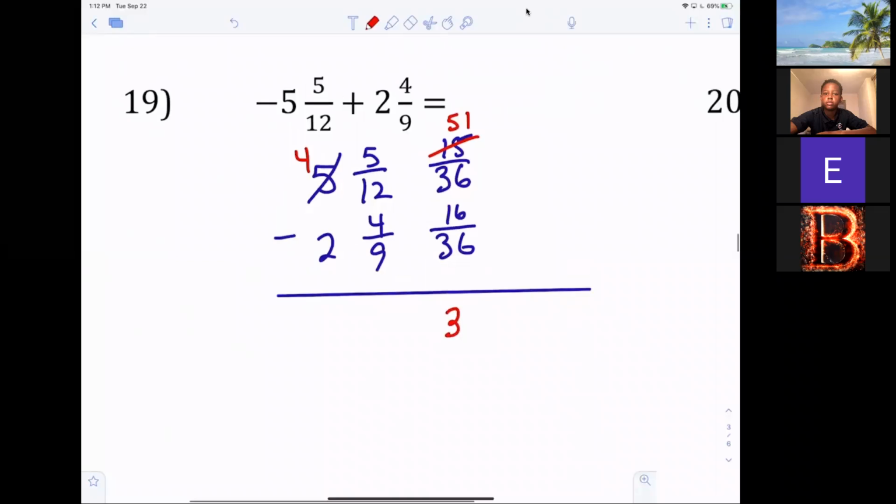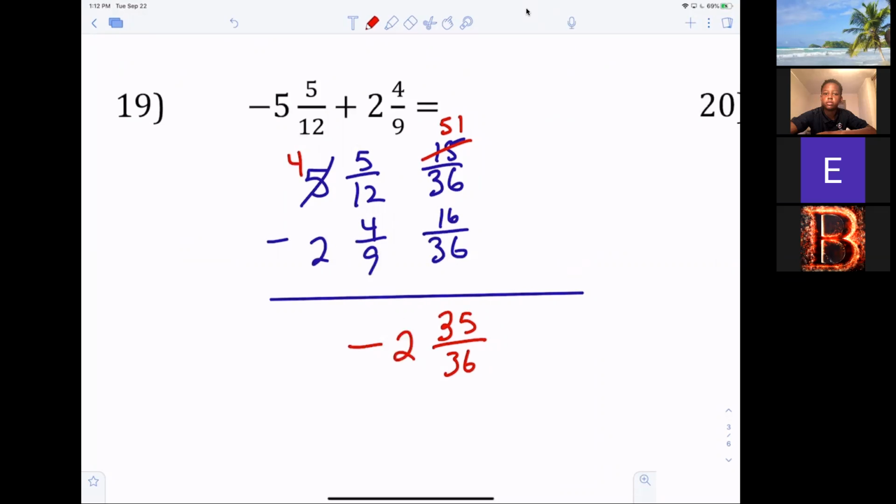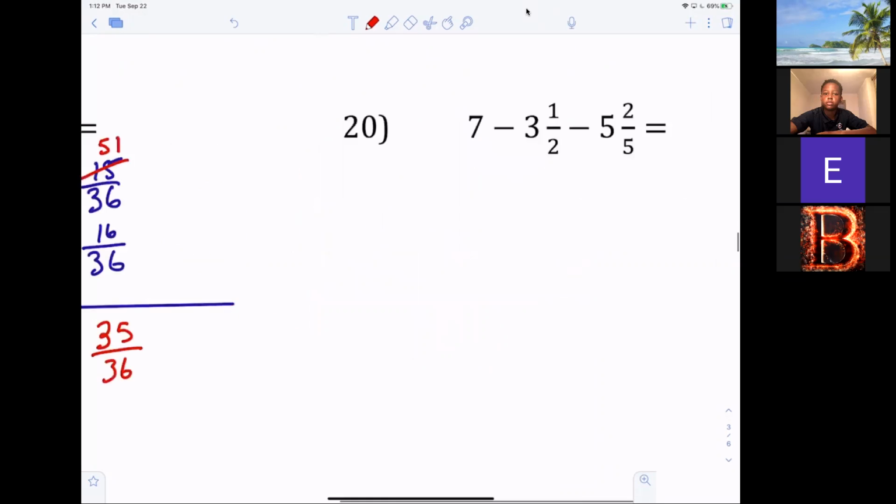35 over 36. And then 4 minus 2 is 2. Now, is it positive or negative? Negative. Thank you. Everybody okay? Any issues? All right, here we go. 20.